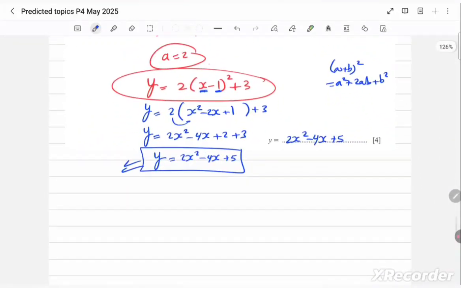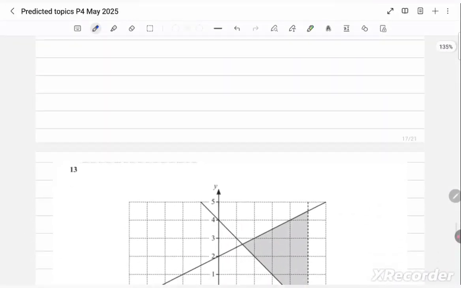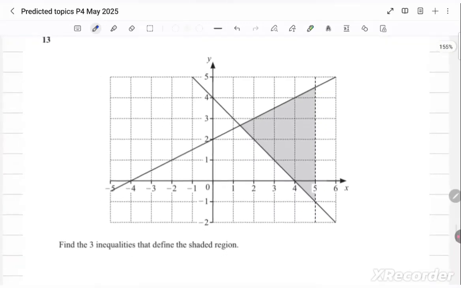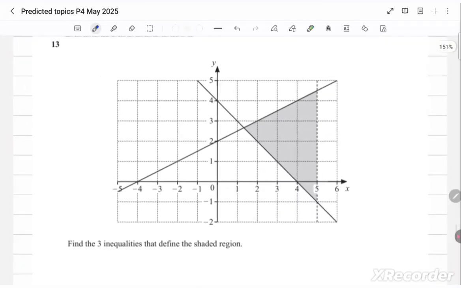Okay, let's move to the next question. The next question is about linear programming. How can we solve this type of question? They said find the 3 inequalities that define the shaded region.